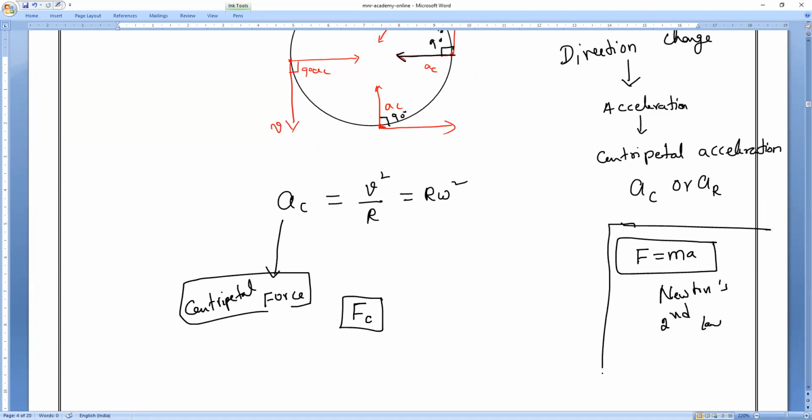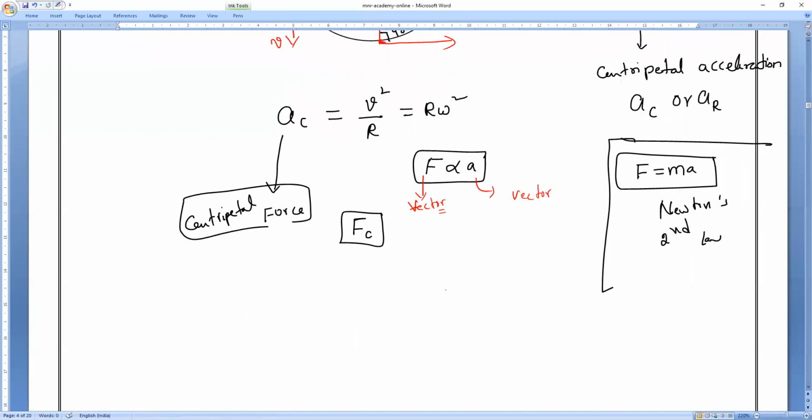Does everyone know this, Newton's second law? F is equal to ma. From that, I can say force is directly proportional to acceleration. Clear? Now, we all know that acceleration is a vector quantity, and force is also a what? Vector or scalar? Vector quantity. I'll represent force: F is equal to m into acceleration.